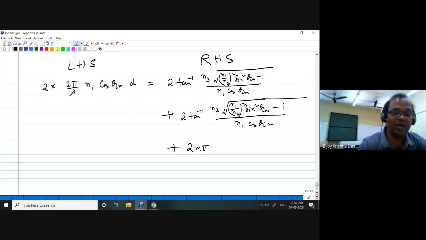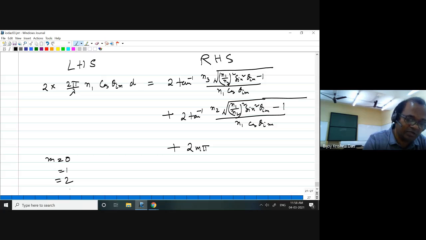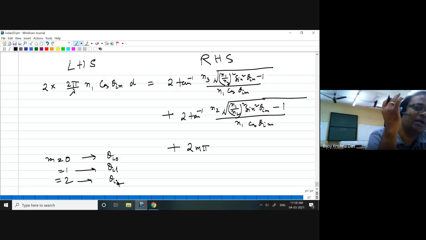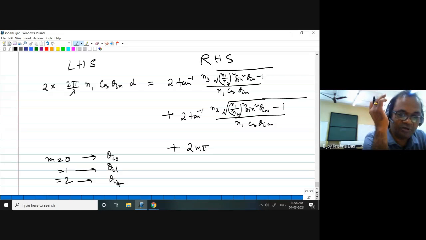So both sides you have theta im, and you have to solve for it. You will have an infinite series of equations. M equal to 0, you will get one equation to solve. M equal to 1, you will get another equation to solve. M equal to 2, you will get another equation to solve, and that will give you theta I0, and that will give you theta I1, and that will give you theta I2. Different solutions you will be getting, and you can keep on solving infinitely. Infinite number of solutions you will be getting. So it is very easy to solve this using a MATLAB program.